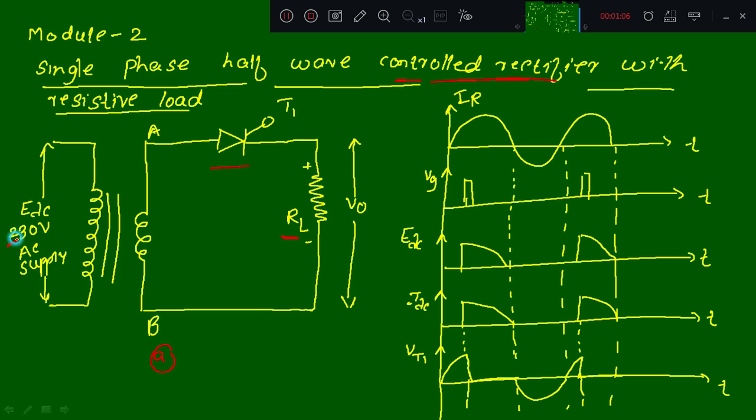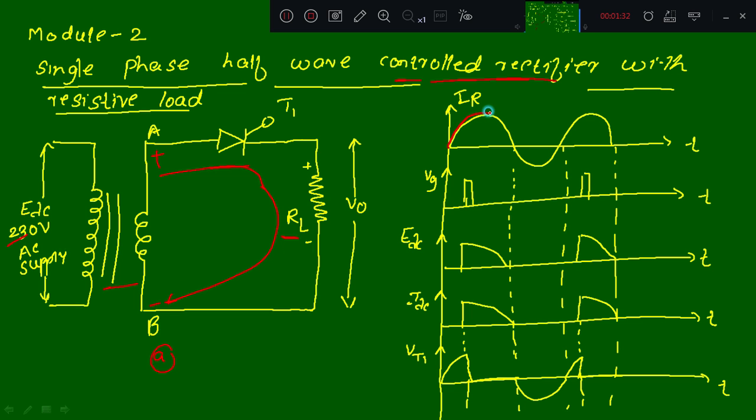We are applying the input signal here as 230 volt AC supply. Here this is the step down transformer. Now during the positive half cycle, this end is positive, this end is negative. The path of the current is from point A, thyristor. After applying the trigger pulse, the thyristor turns on and allows the current to flow. So point A, thyristor 1, load and back to the negative supply, which is shown with respect to the graph.